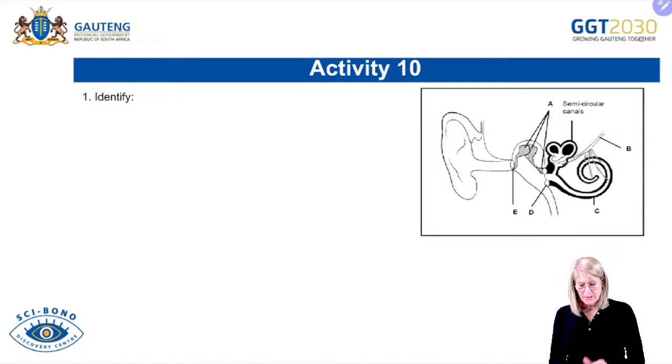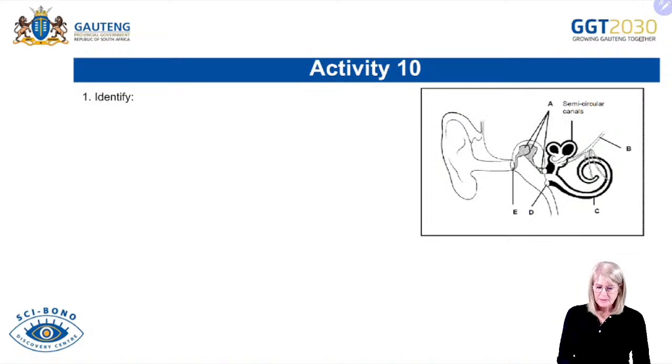All right, so now we're going to have a look at an activity, based on the defects. So the first one is they're asking us to identify structure B. So we look at the diagram, and there we can see that's a nerve that is coming from both our vestibular apparatus or our semicircular canals and our cochlea. So that would then be our auditory nerve.